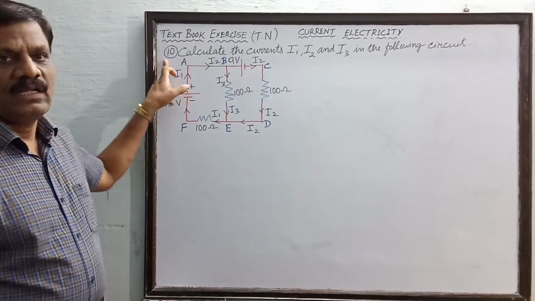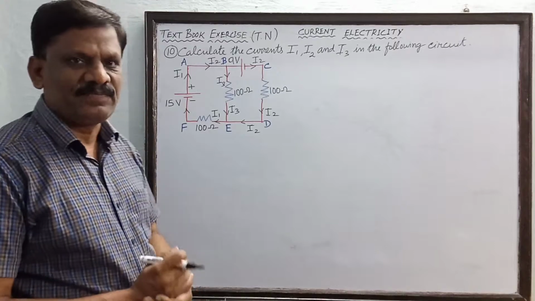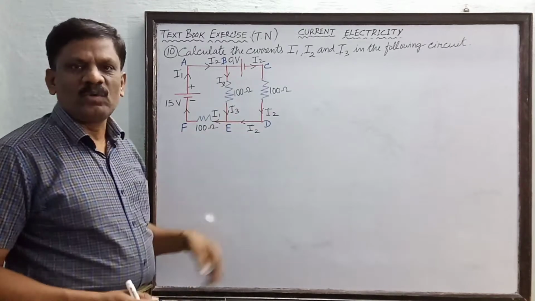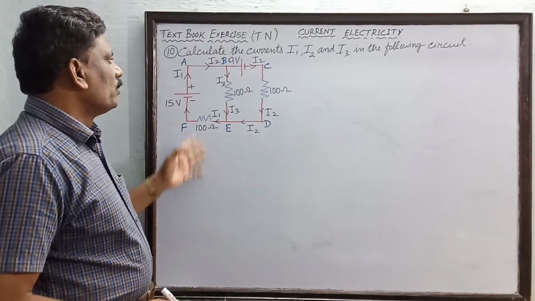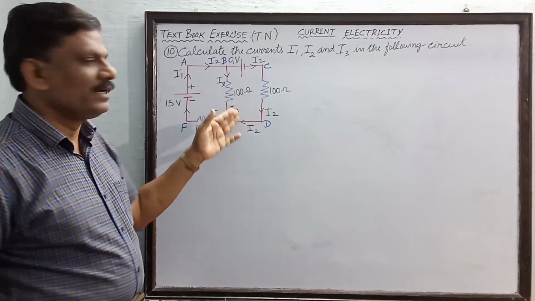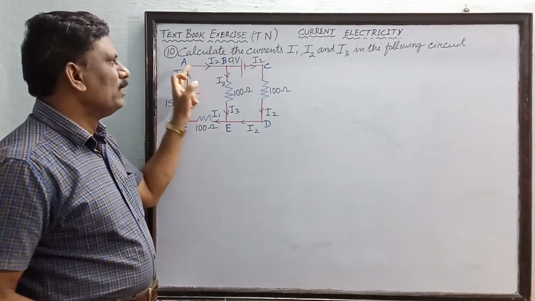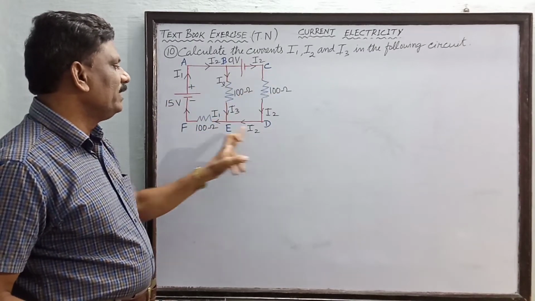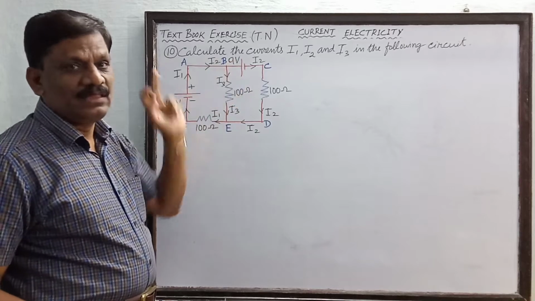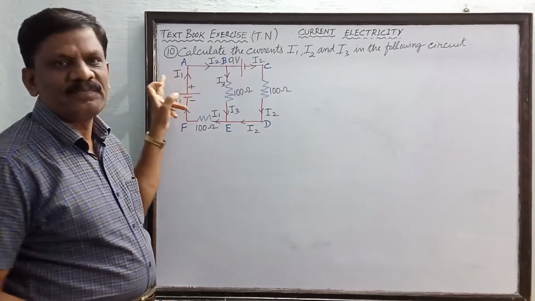Hi students, now we are going to solve problem number 10 which is based on Kirchhoff's laws. So look at the closed loop. Now here there are three closed loops in this circuit diagram. One is A, B, E, F, A. Other one is B, C, D, E, B. And the third loop is a larger loop, A, B, C, D, E, F, A.